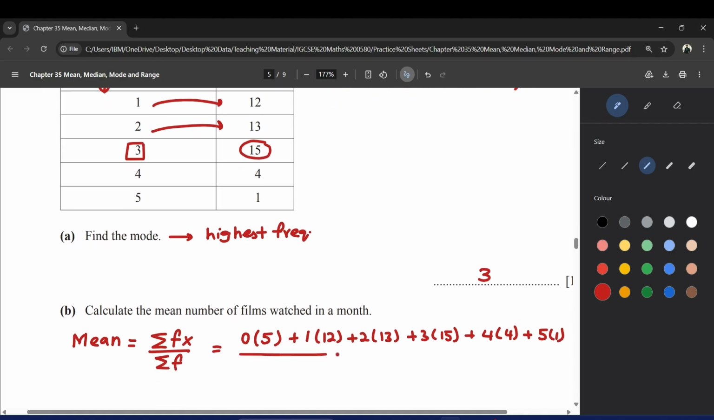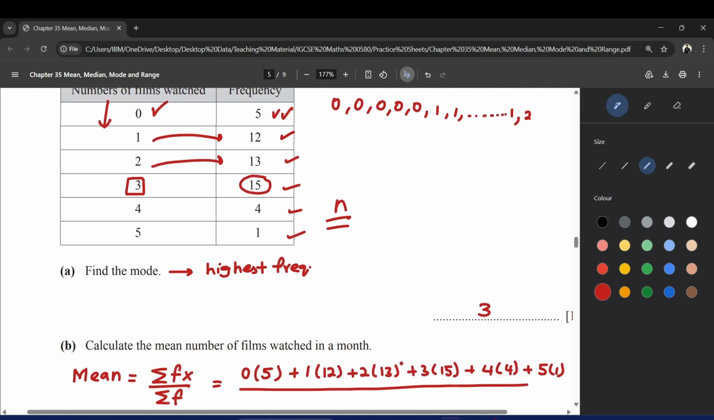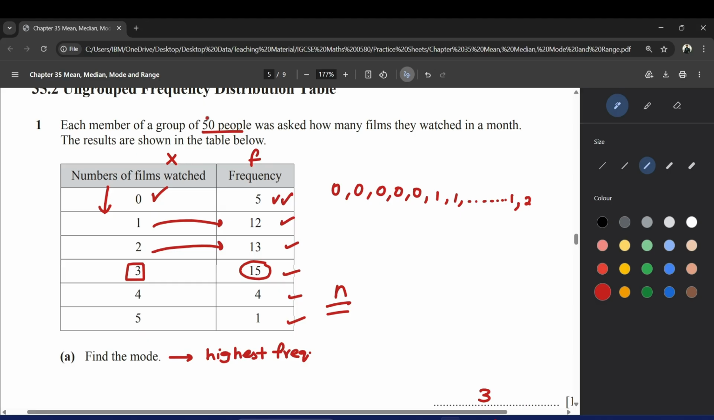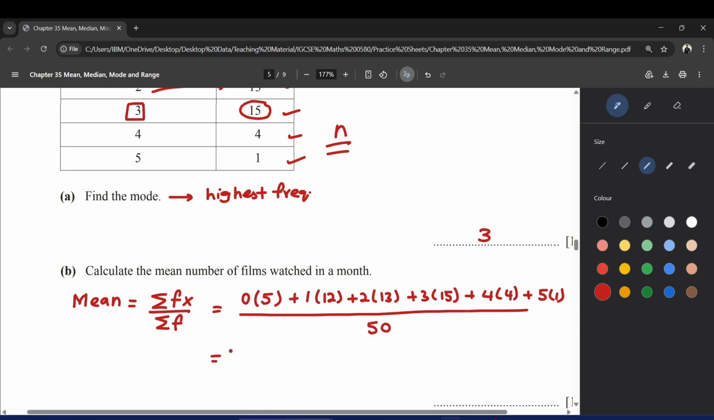After that, sigma f is the sum of all these frequency values, which is the same as n, right? It is already given to you that there were 50 people, so therefore the value will be 50. There are some rare cases where they don't actually tell you right away, but they have already given you the frequency table. So you are expected to add them up and then work out the value of sigma f. Okay, so let me add them up. We can just ignore 0. Then we have 1 times 12 plus 2 times 13, 3 times 15 plus 4 times 4 plus 5.